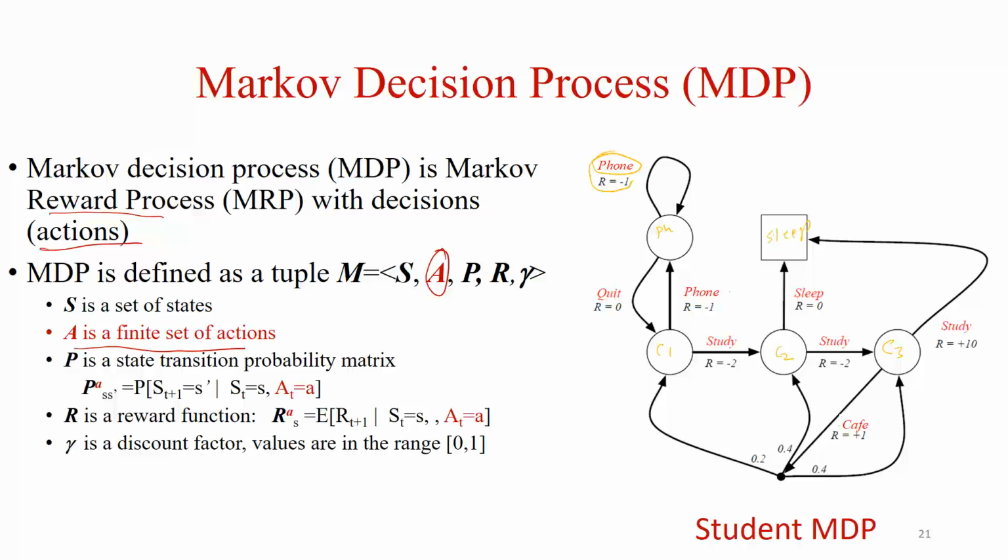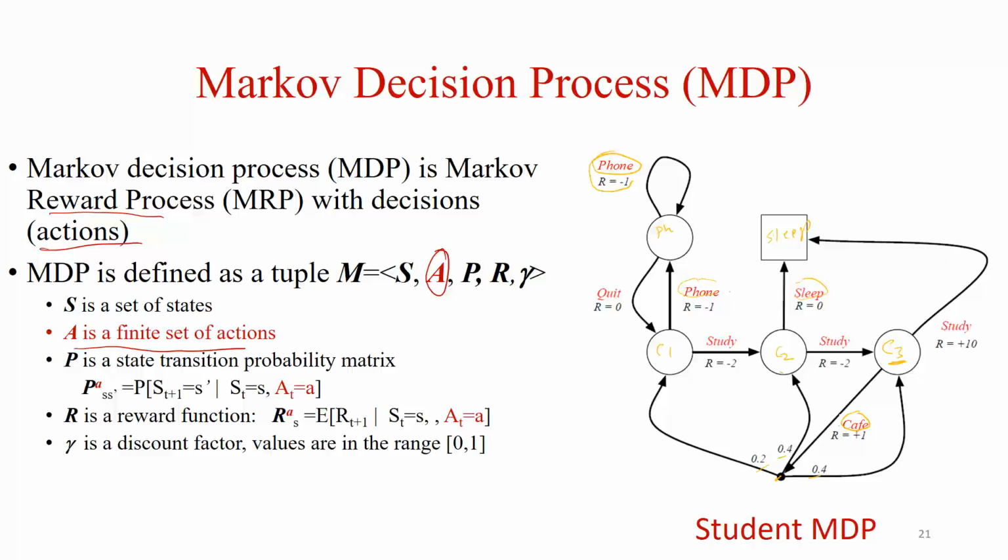Notice I can be in C2 and I decide to sleep. This is my action. Or if I'm in C1, I decide to play with the phone, for example, that takes me to the phone state. And if I'm in C3 and I decide to walk to the cafeteria, that's my action, then I'll be in the cafeteria, and there is a probability of me ending up in different places, either C1, C2 or C3. So this is my student Markov decision process.